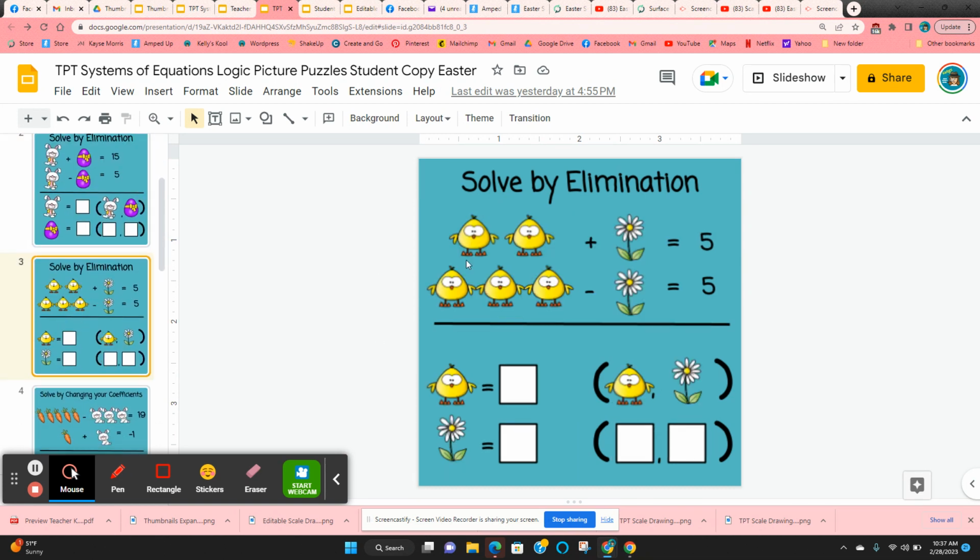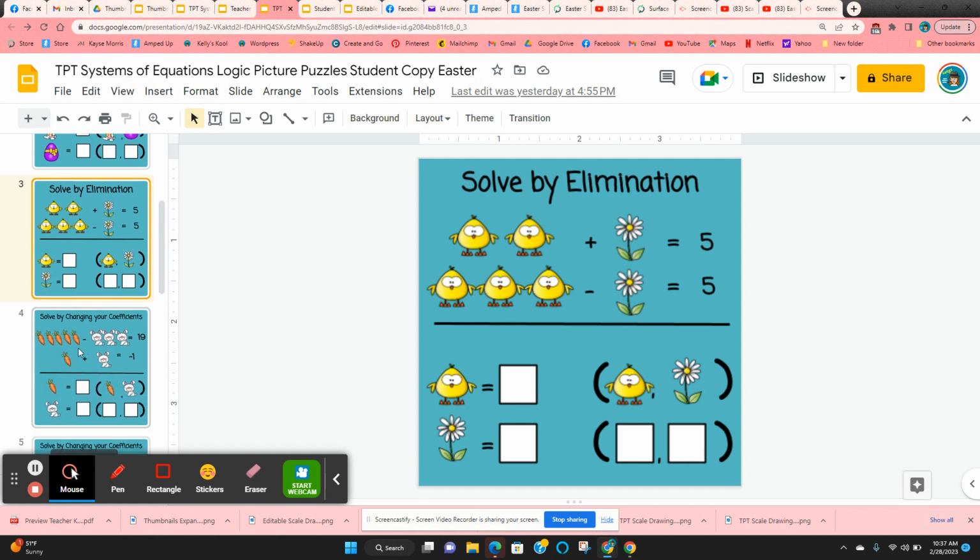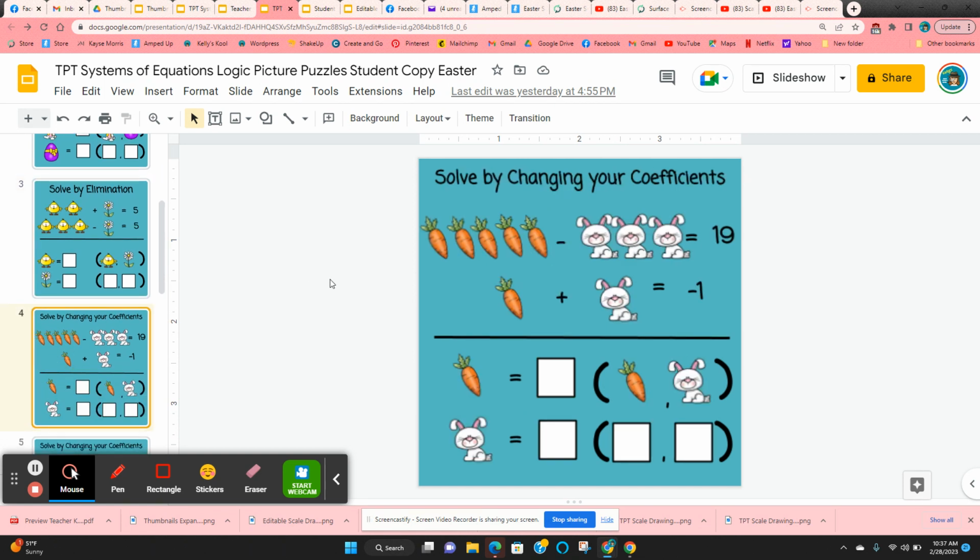Next one is also solved by elimination, so they can eliminate the two daisies, which would be their y term. Now this one they would have to change their coefficients. So they would have to multiply times 3. This whole equation, if they multiply by 3, would be 3x plus 3y equals negative 3.